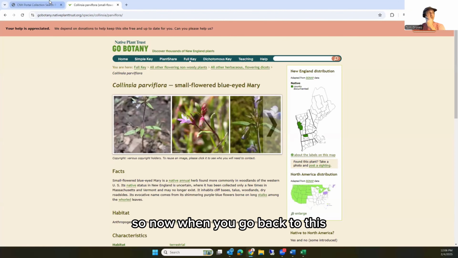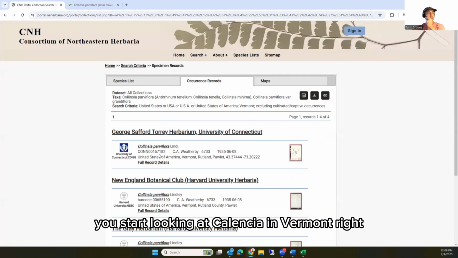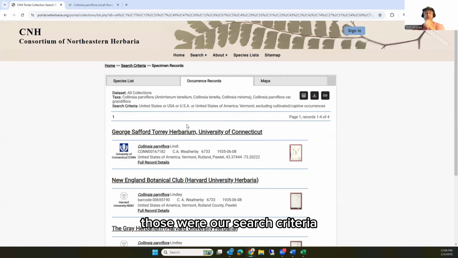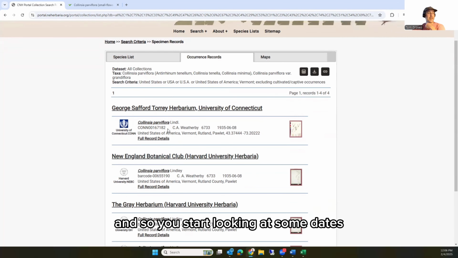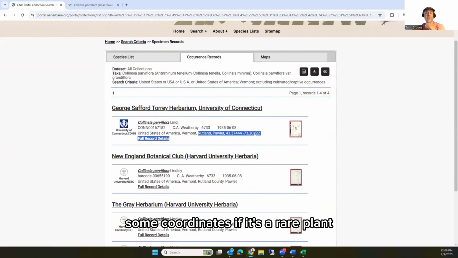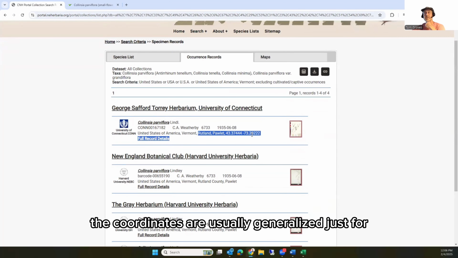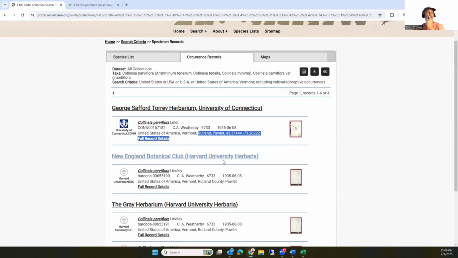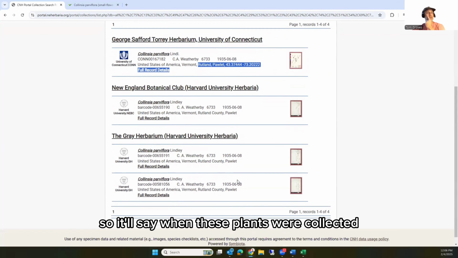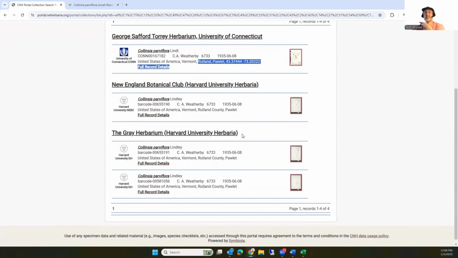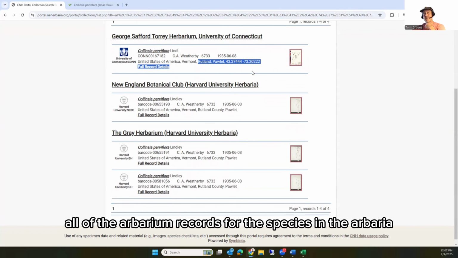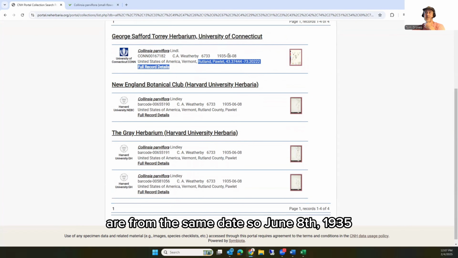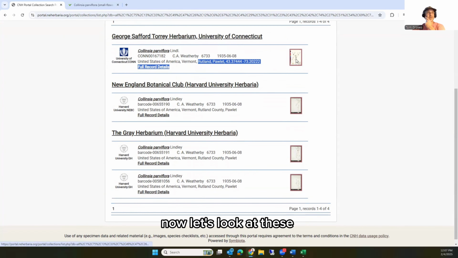Now when you go back to this, you start looking at Collinsia in Vermont, right? Those were our search criteria. You start looking at some dates. What it'll tell you here is where it was collected from, some coordinates. If it's a rare plant, the coordinates are usually generalized to the center of the town that they were from. And then it gives you a date, so it'll say when these plants were collected. Oddly enough, all of the herbarium records for this species in the herbaria are from the same date: June 8th, 1935.